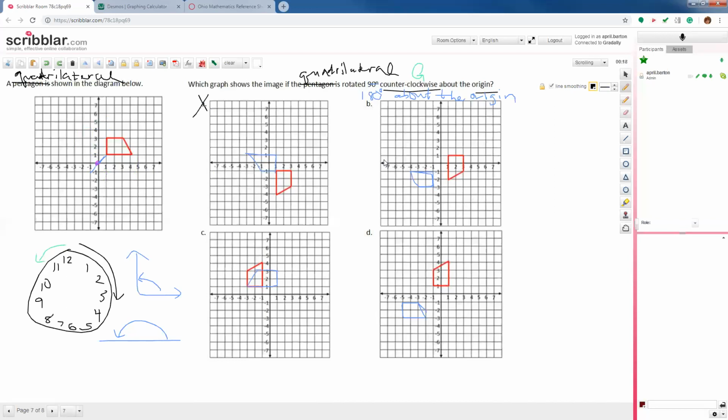Okay, so Ray says B, and Ray, you are correct. That one's 180 still. See that they're still in the same direction. It's almost like they got flipped upside down. But you still have that space from the center to that corner.